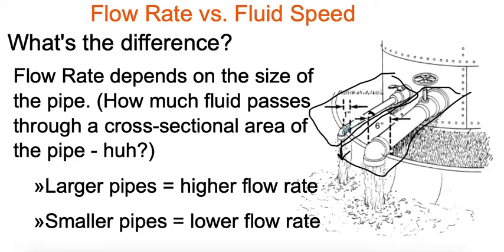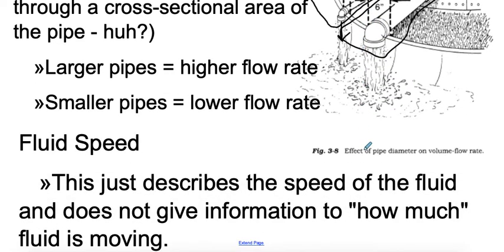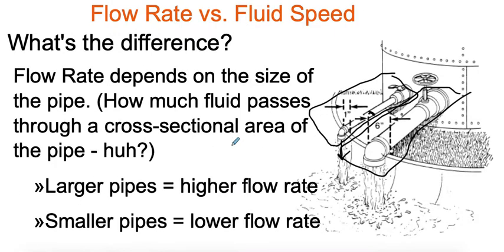Now if you think of speeds here, the speed of this water is probably going to be a lot less compared to the speed of this water, because smaller pipes also increase the pressure. So there are two things happening there. We have the flow rate, and then we have the speed of the water coming out due to the pressure. Those are two different things to think about. Fluid speed is just the speed of the fluid and does not give information on how much is moving. That could be meters per second, how fast it's moving. We have to use that speed in order to figure out flow rate.